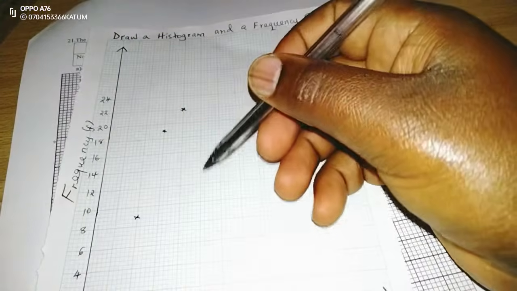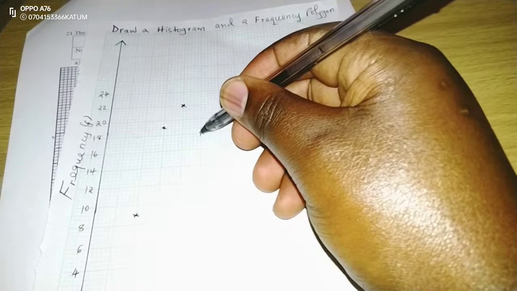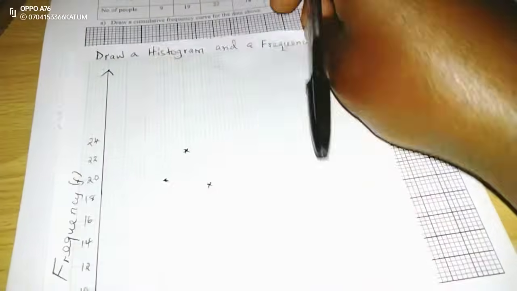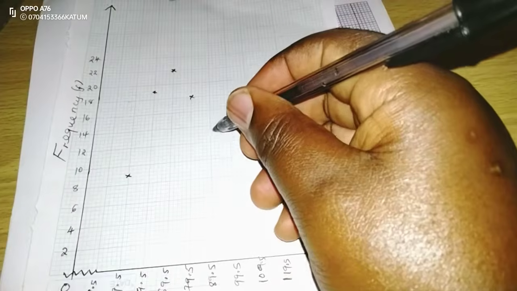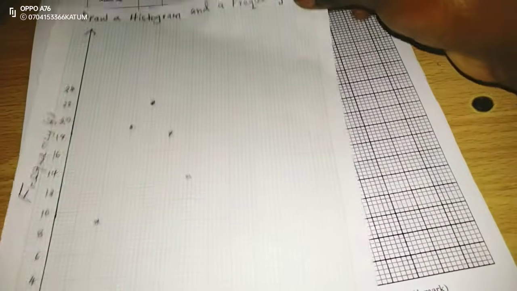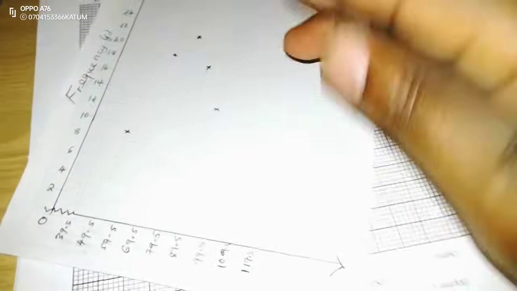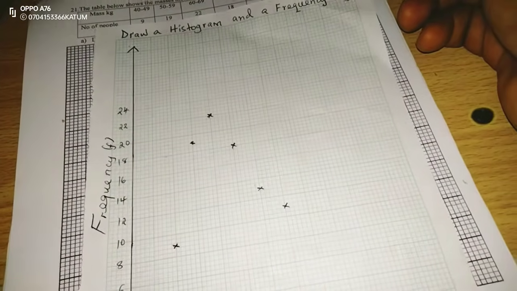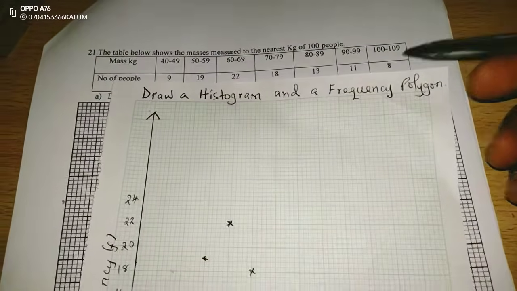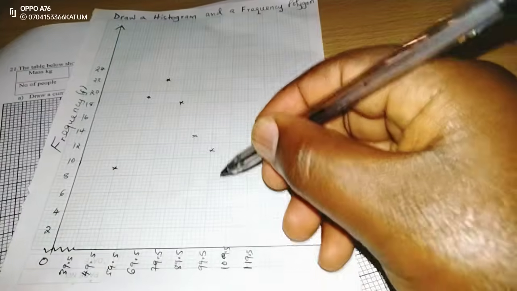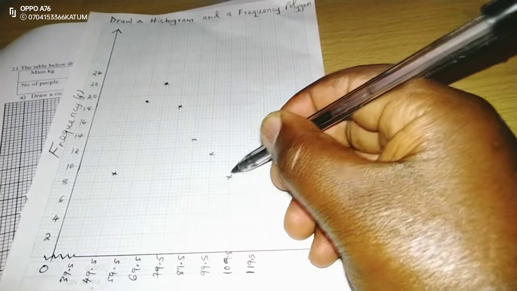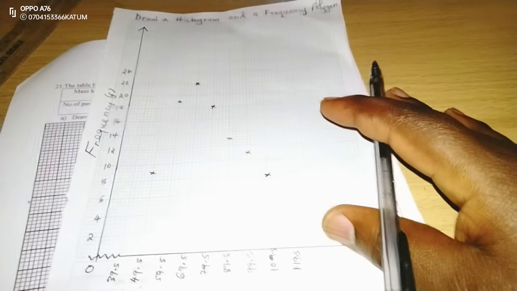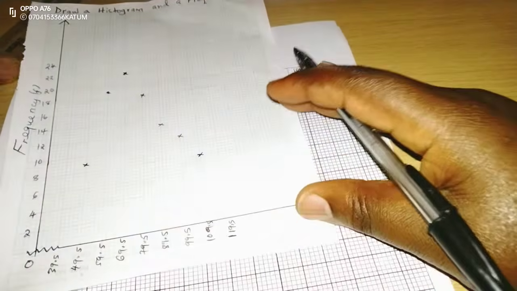After 22, the next one will be against 18. The next one is against 13, which is between 12 and 14. The other one is 11, which is between 10 and 12. And finally, we have 109.5 against 8. So these are all the upper class boundaries against their respective frequencies.